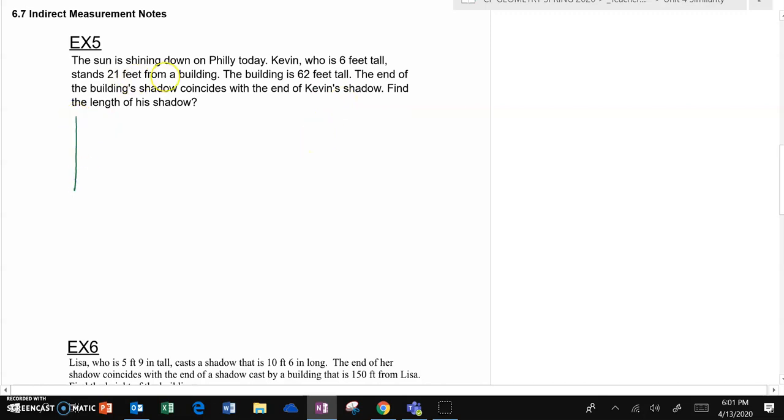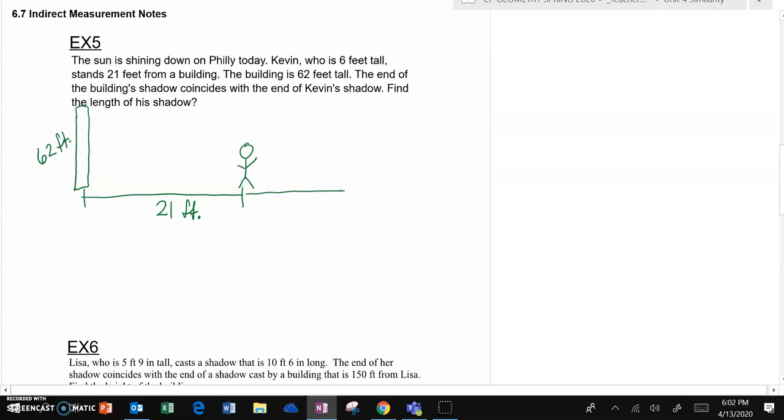So the sun is, maybe I should read it. The sun is shining down on Philly today. Kevin, who is 6 feet tall, so let's go ahead and draw Kevin, stands 21 feet from a building. So here's my building, okay? And obviously this diagram is not going to be drawn to scale, so excuse my artwork here. Okay, so the building is 62 feet tall, so let's go ahead and label that, okay? The end of the building shadow, again, coincides with the end of Kevin's shadow.